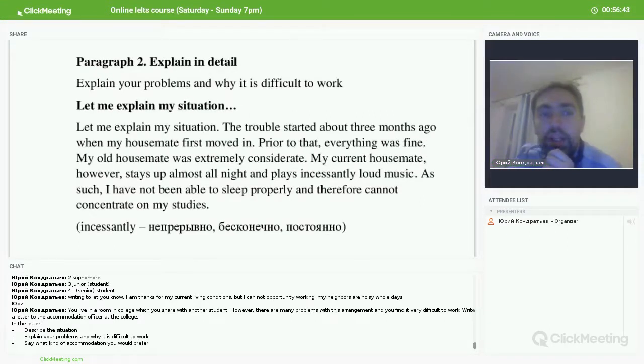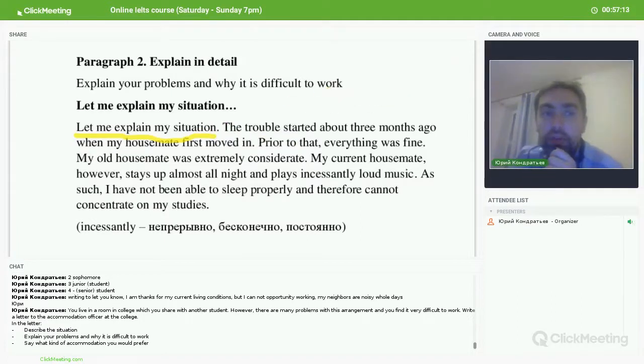Okay, and now please explain the situation in detail. In the second part, you need to explain the situation in detail. You should explain your problems and why it is difficult to work. Yes, it says, it's bullet point number 2. You can copy this. Let me explain my situation, or let me explain my situation in detail. Or let me explain my situation in a bit more detail. Or let me explain my situation at length.